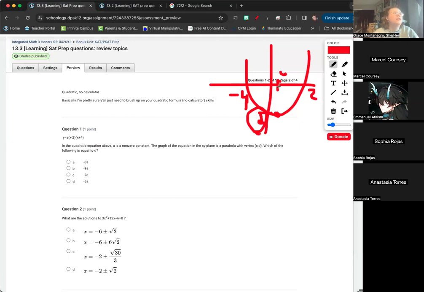Well, the vertex is always exactly halfway between the x-intercepts. That is just a rule. You should know that rule. You might not know that rule. It's one that a lot of people forget. The x value of the vertex is always exactly halfway between the x-intercepts. In this problem, the x-intercepts are -4 and +2.